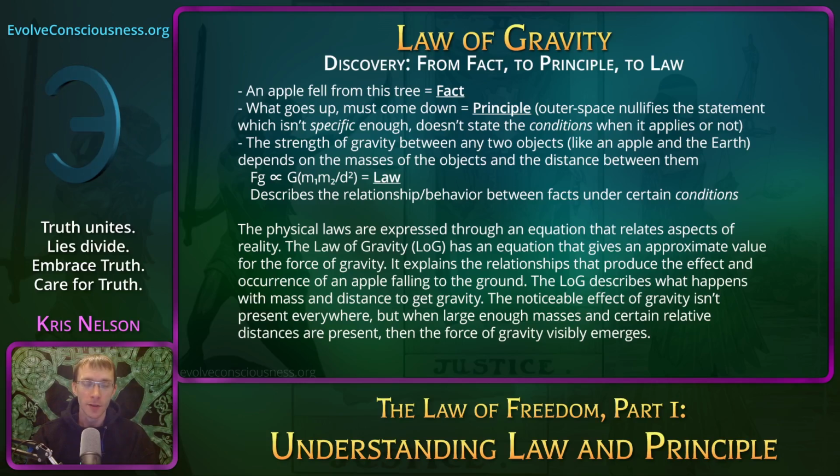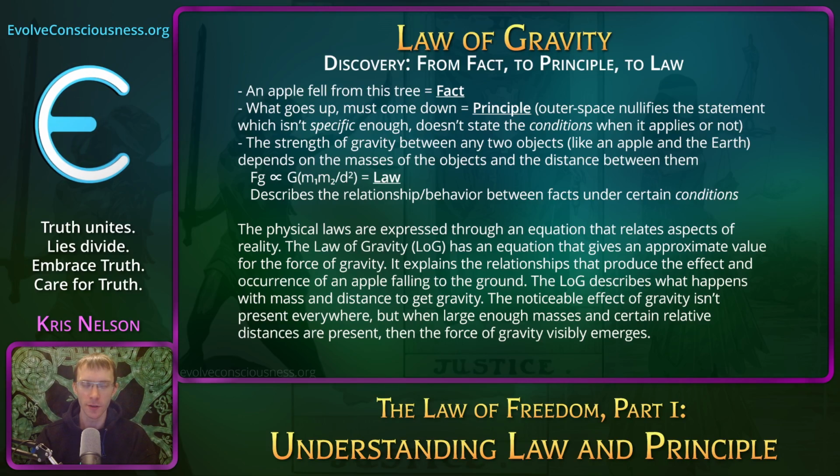So then we can get to the strength of gravity between any two objects, like the earth and an apple being thrown up. It depends on the masses of the objects and the distance between them. So this gets formalized as an equation: the force of gravity is proportional to the gravitational constant times mass 1 and mass 2 divided by the distance between them squared. And that's the law. So it was the law as a statement, which was more specific, and it's the law as an equation. So this describes the relationship or behavior between facts under certain conditions.